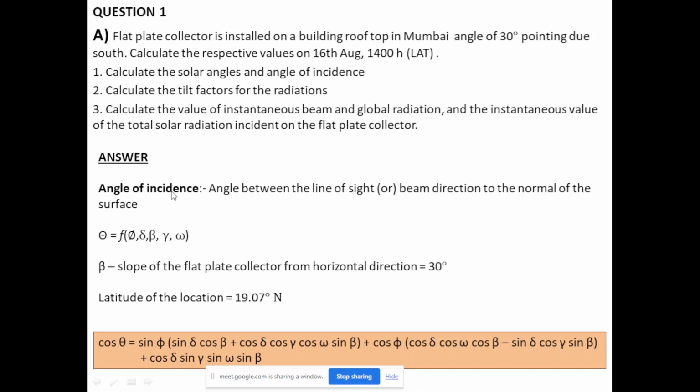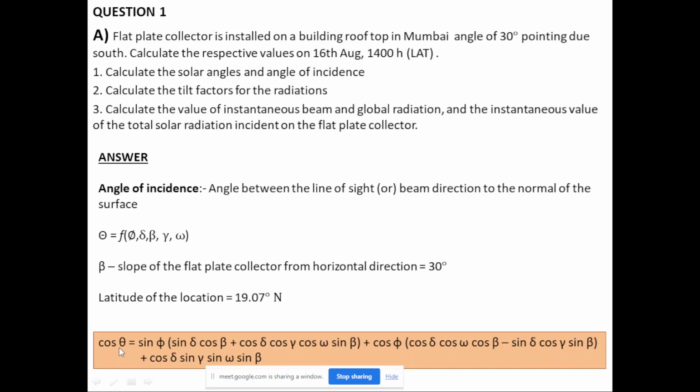For Mumbai, the latitude of the location is 19.07 degrees north. This value we have taken from the internet. This is fixed for a particular location. So if you just Google the latitude of Mumbai, you will approximately get the same value. So now we have to calculate the angle of incidence.